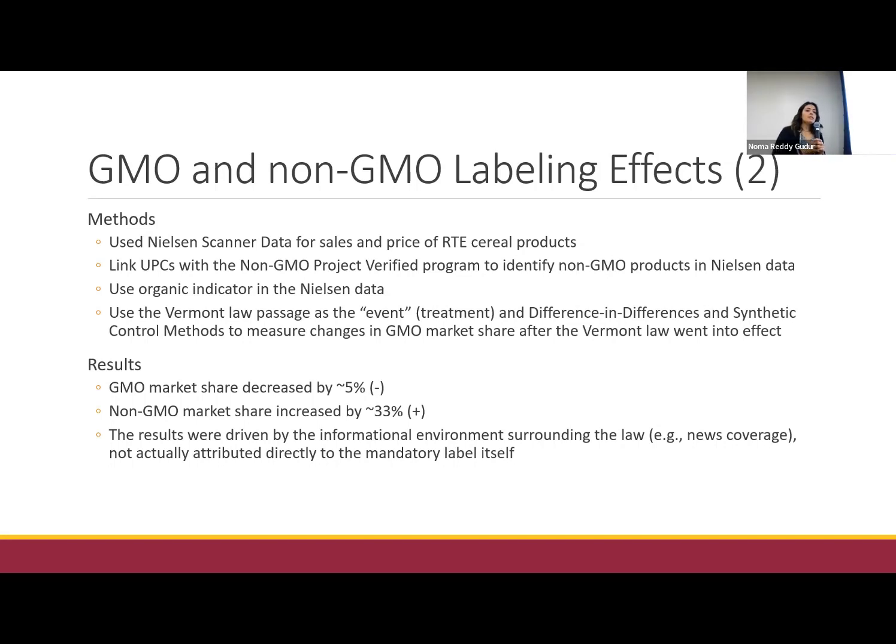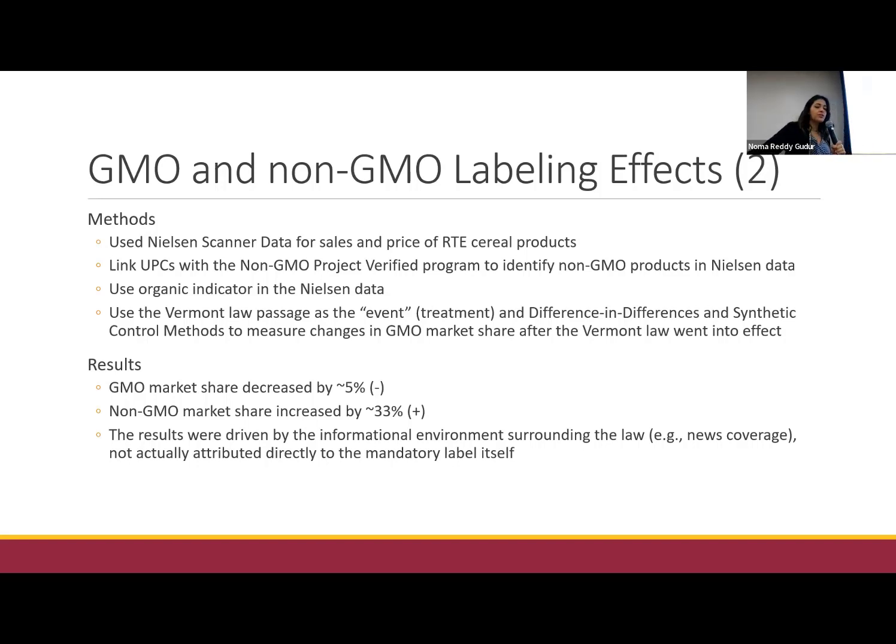They linked UPCs with the Non-GMO Project Verified program, to identify all UPCs that had that voluntary label. They also used other controls, such as an organic indicator, because if a product is labeled as organic, it's also inherently non-GMO. Then they used the Vermont law passage as an event, or the treatment, in a difference-in-differences model. They also did a synthetic control model to measure changes in GMO market share from before the Vermont law was passed to after it.